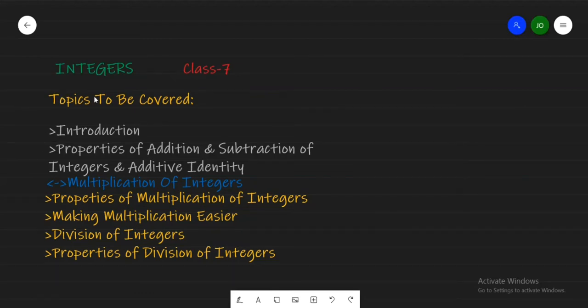Today we are going to be continuing the chapter Integers of class 7. In the earlier videos we discussed the introduction of the chapter, properties of addition and subtraction of integers, and additive identity. In this video we are going to be covering multiplication of integers. In the next videos we are going to be covering properties of multiplication of integers, making multiplication easier, division of integers and properties of division of integers.